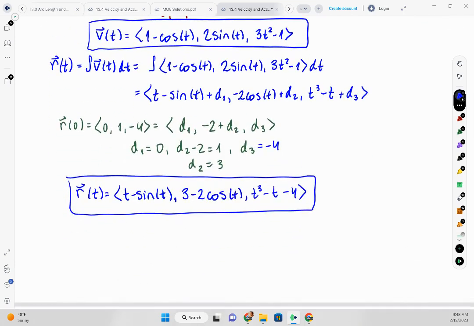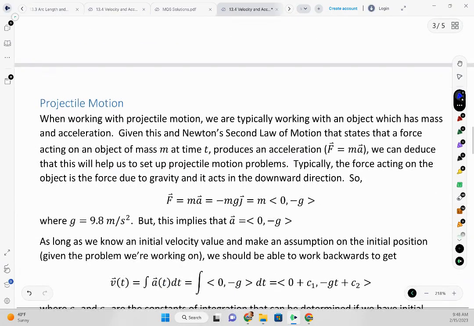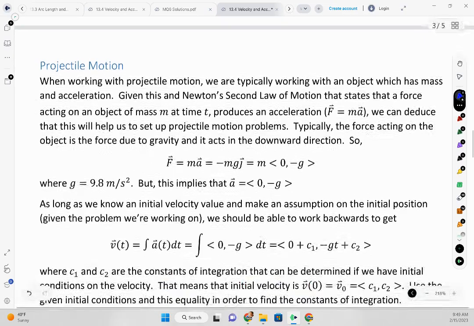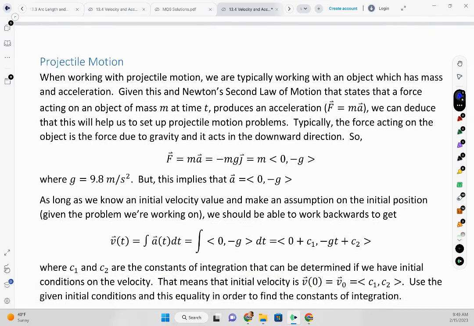Okay, so that's how you're going to work with your derivatives and antiderivatives to come up with acceleration, velocity, and position vectors. Now, we also have projectile motion. Projectile motion is when you are shooting something up into the air. What goes up must come down. And there are a couple of other things that are very true about projectile motion problems. Typically, the force that's acting on an object is only going to be the force due to gravity. And so we get this first equation right here. Force is equal to mass times acceleration.